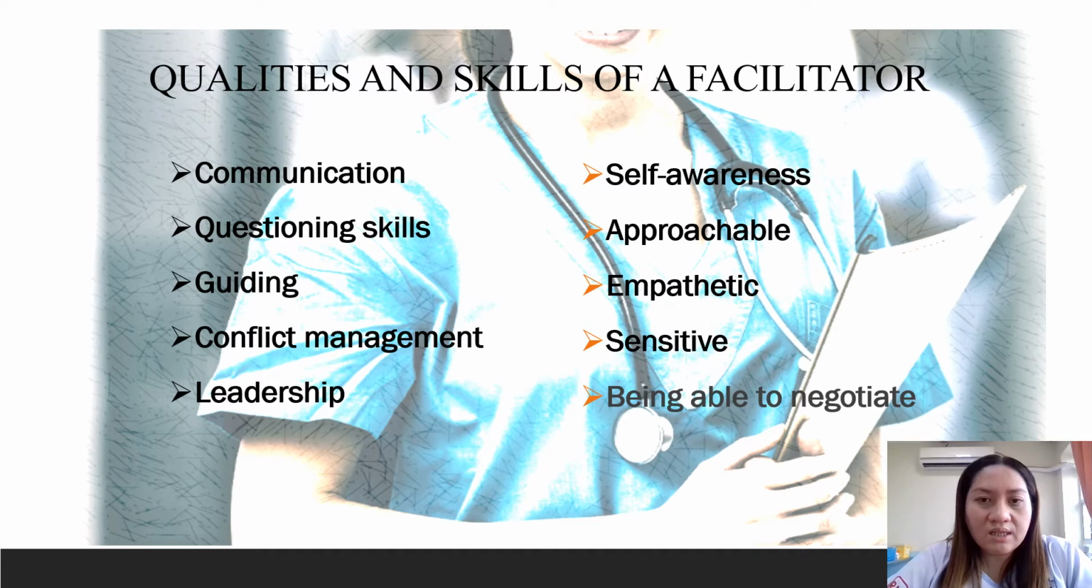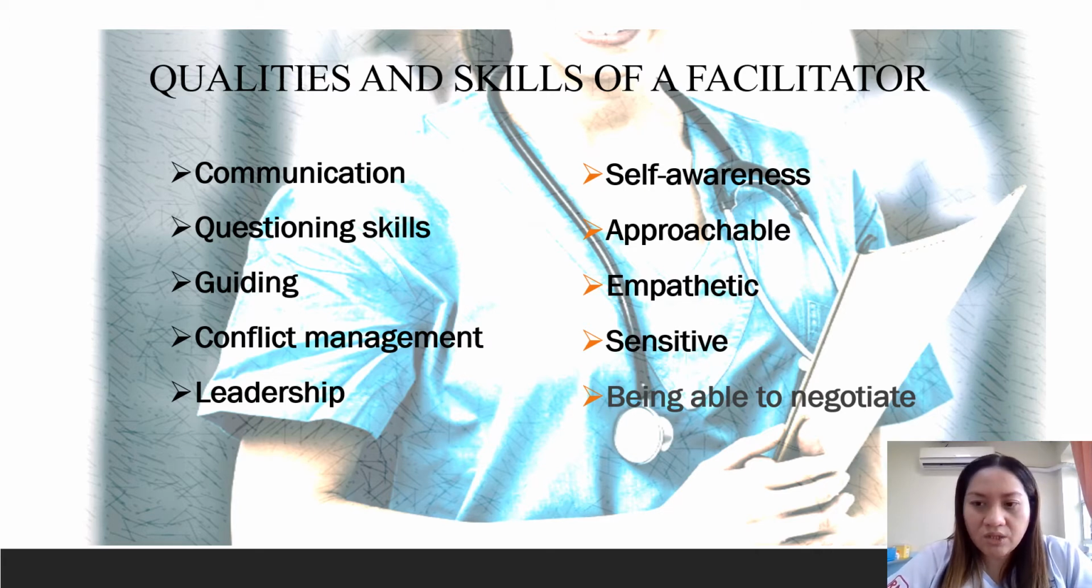So what are the qualities of a facilitator? You must be a good communicator. You have the questioning skills. You have to ask questions so that you can arrive at a very good evaluation and assessment of what really are the health needs of your client. You should be somebody who is very guiding to your patient, so that your patient would cooperate also.